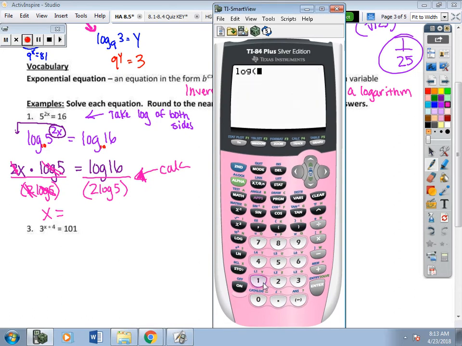So we'll type in log 16. Now you do have to, especially us with the older calculators, close your parentheses after the 16. Then divide, and we'll put parenthesis 2 log 5. You actually have to close your parentheses once for the logarithm and then a second time for your parentheses set. And we'll get 0.86, and they tell us to round to the nearest 10,000. So that would be 4 decimal places, so 0.8614.